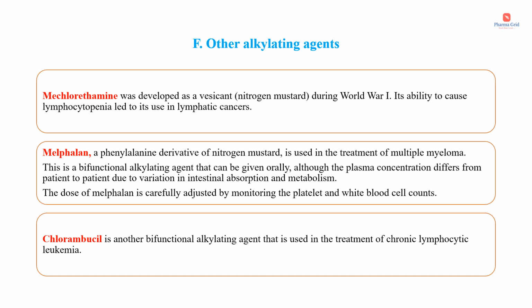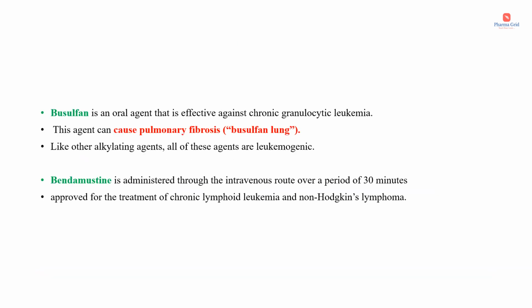This is a bifunctional alkylating agent that can be given orally, although the plasma concentration differs from patient to patient due to variation in intestinal absorption and metabolism. The dose of melphalan is carefully adjusted by monitoring the platelet and white blood cell counts. Chlorambucil is another bifunctional alkylating agent that is used in the treatment of chronic lymphocytic leukemia. Then busulfan, it is an oral agent that is effective against chronic granulocytic leukemia.